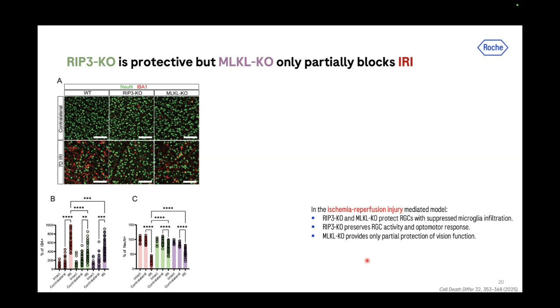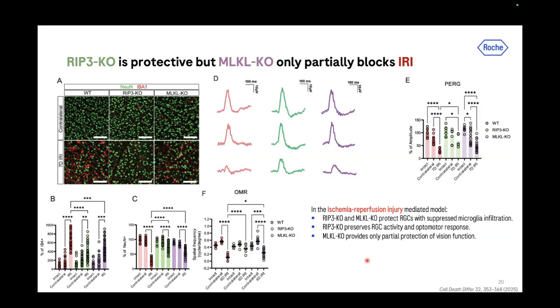The images in panels A to C show retinal flat mounts stained for RGC in green and microglia in red. Wild type animals show significant RGC loss after IRI, while RIP3 knockout mice retain a substantial number of RGC. MLKL knockout mice also show some preservation, though with less suppression of microglia infiltration and higher neuronal loss than RIP3 knockout mice. And PERG traces and quantification in panels D and E show only partial functional rescue in RIP3 knockout mice, but not in MLKL knockout mice.